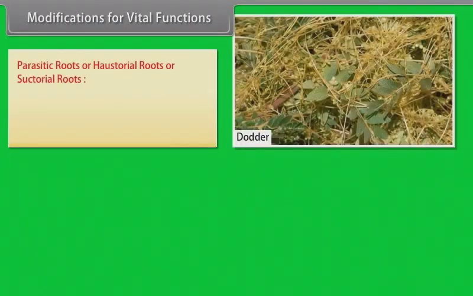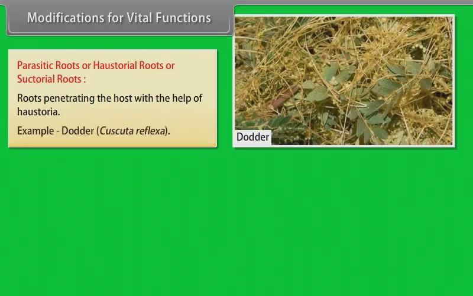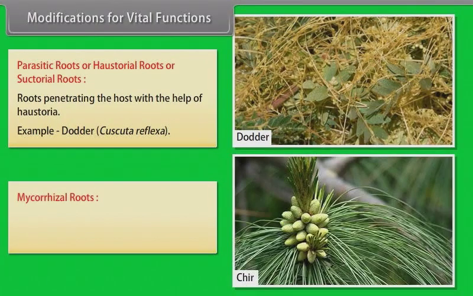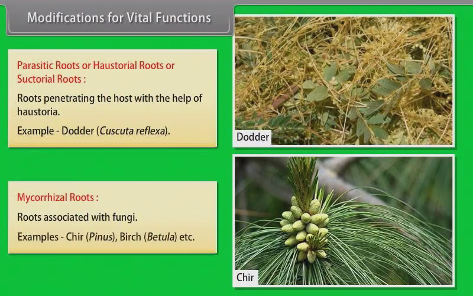Parasitic roots or haustorial roots or suctorial roots. Roots penetrating the host with the help of haustoria. Example, dodder. Mycorrhizal roots. Roots associated with fungi. Examples, pine, birch, etc.